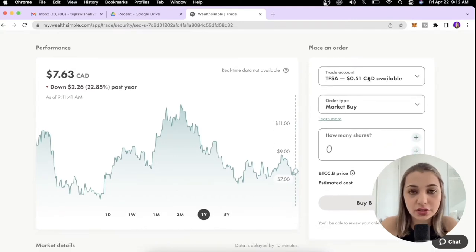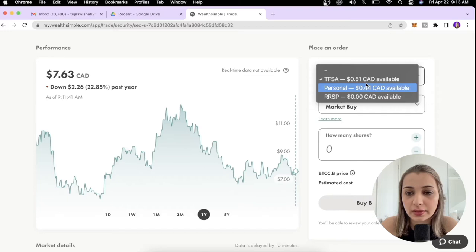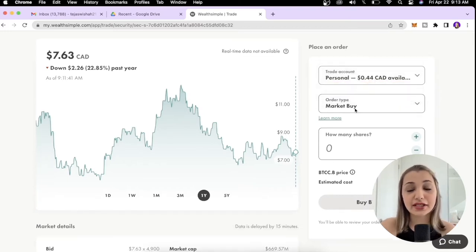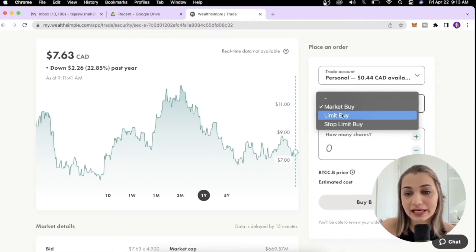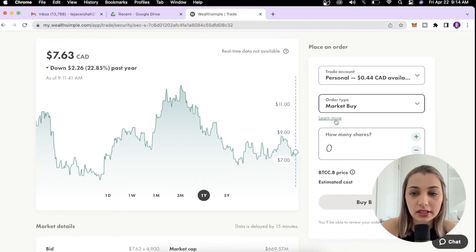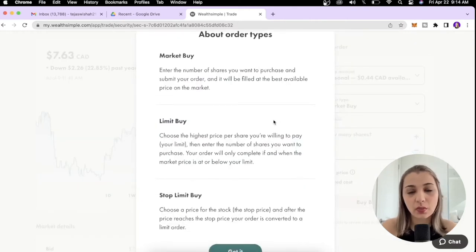So first thing you're going to do is select your trade account. I'm going to click personal account because that's where I want my money to be transferred from. Next, you're going to select your order type. So we have market buy, limit buy, stop limit buy. If you want to learn a bit more about how each one of them works, you're going to click learn more. So market buy is usually when the order is placed at the best available price in the market.